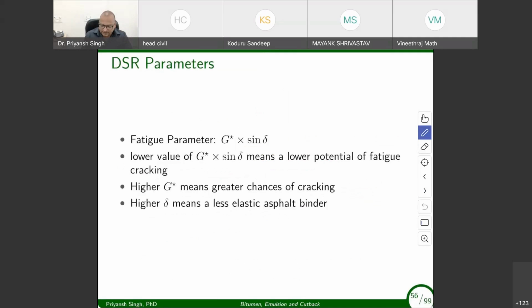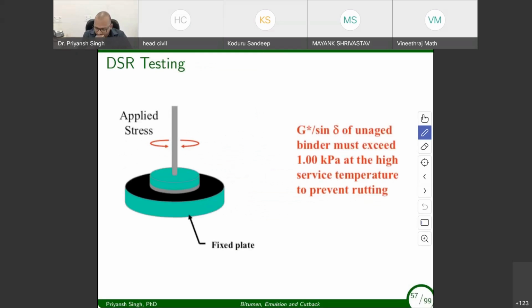A similar kind of parameter is suggested for fatigue, that is G star sine delta. The lower value of G star sine delta means the lower potential of fatigue cracking. Higher G star means the greater chances of cracking, and higher delta means the less elastic asphalt binder. So DSR testing needs to be first done on the unaged sample. Here you apply the load and measure the parameter G star by sine delta of the unaged binder, which must exceed the value of 1 kPa at the high service temperature.